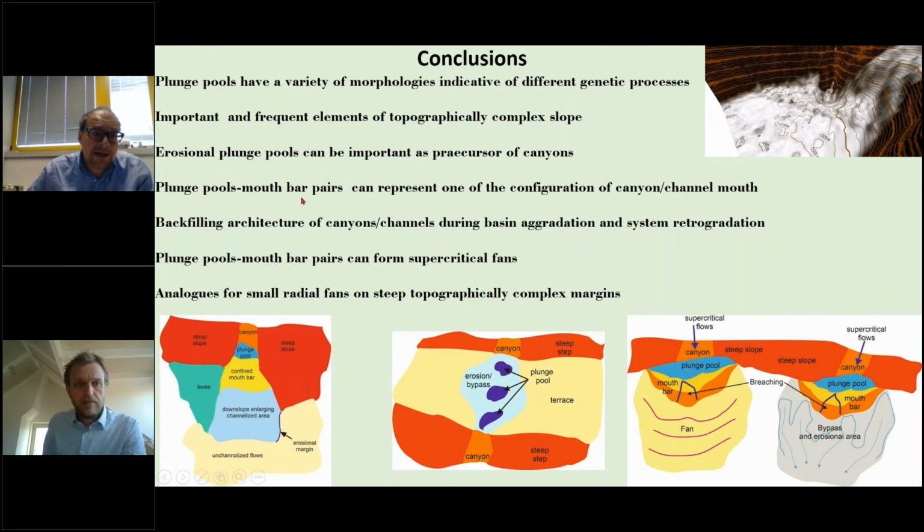Plunge pool and mouth bar pairs can represent one of the configurations of canyon-channel mouth, and they are important. In fact, they can contribute to the backfilling architecture of canyon and channel, during the phase of basin aggradation and system retrogradation. And they can be an important part of supercritical fans, and these can furnish good analogs for small-scale radial fans on steep, topographically complex margins.